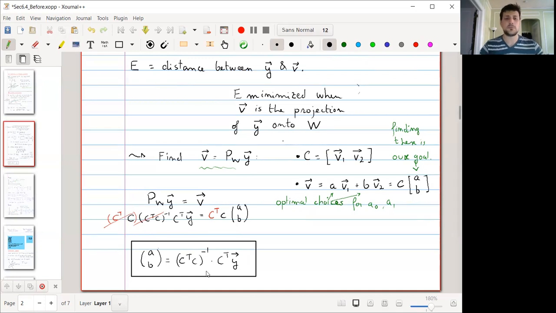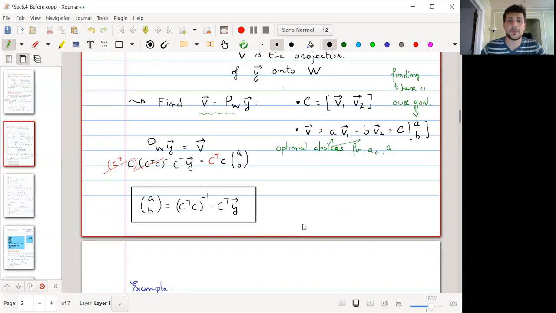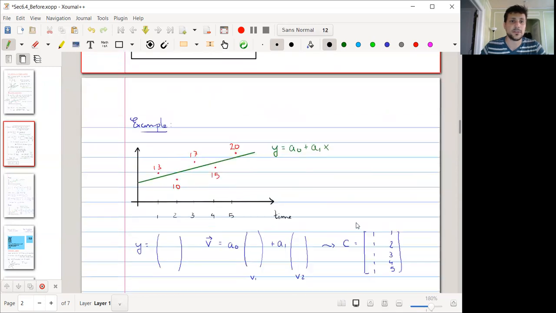And now let's take this moment to look at this. After this manipulation, we expressed our optimal choice (a, b) of fitting parameters in terms of y, which is a vector that is given by the data set, and C, which is a matrix that we computed. It's given by v1 and v2. So that gives us a formula for the best fitting line. Let's have a look at an example of this.